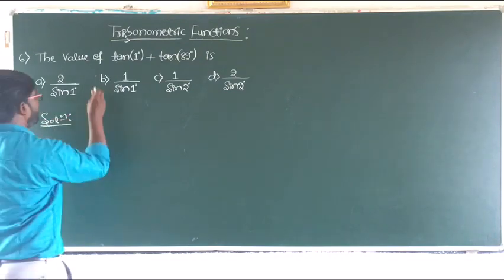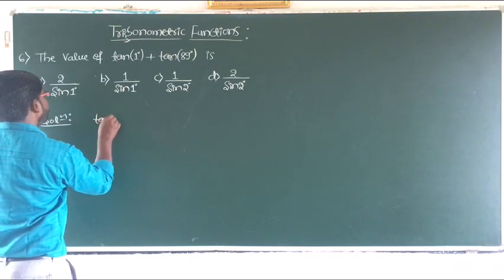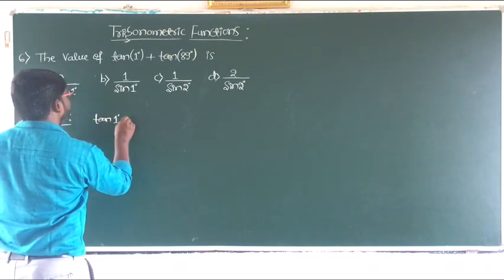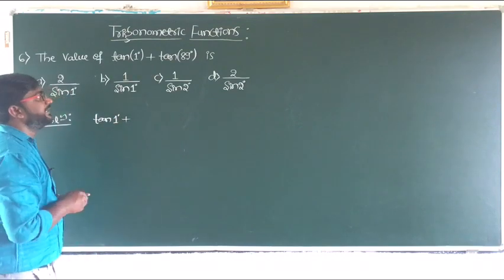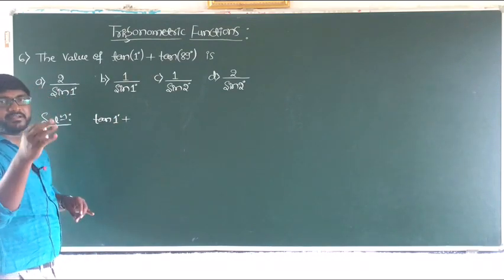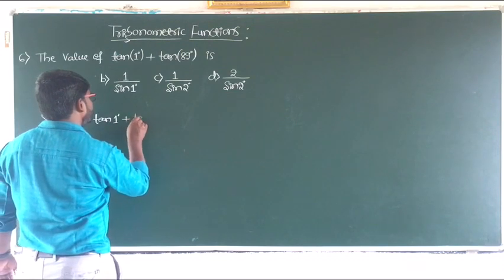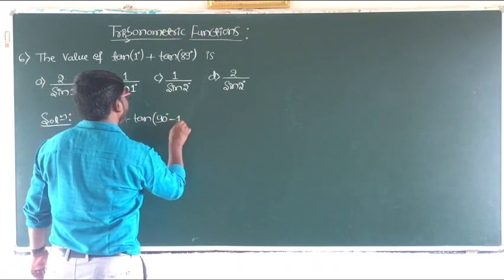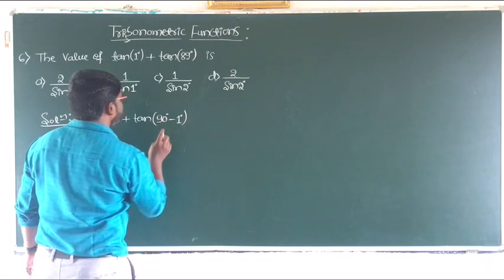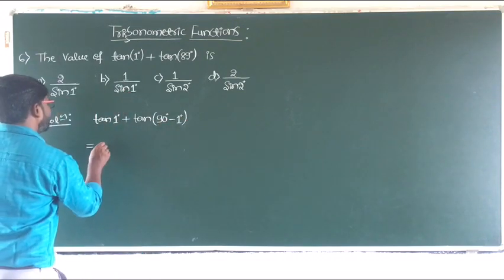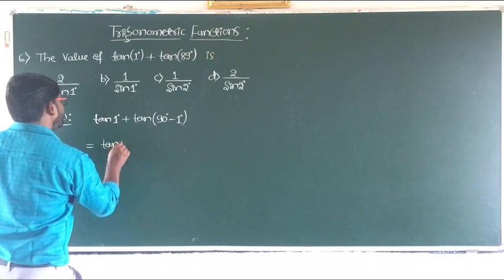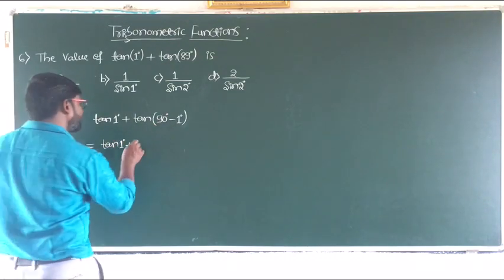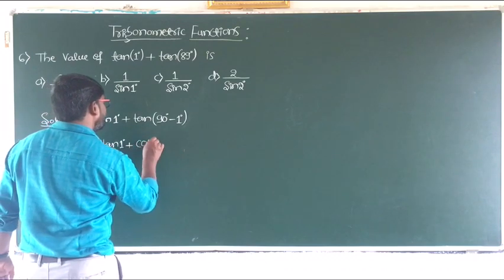So now I write tan 1 degree as it is, tan 1 degree, then plus, so here tan 89 degree can be written as 90 degree minus 1 degree. So tan 90 degree minus 1 degree. Now see here, now I write tan 1 degree again as it is, plus tan 90 minus a will be cot a, that is cot 1 degree.